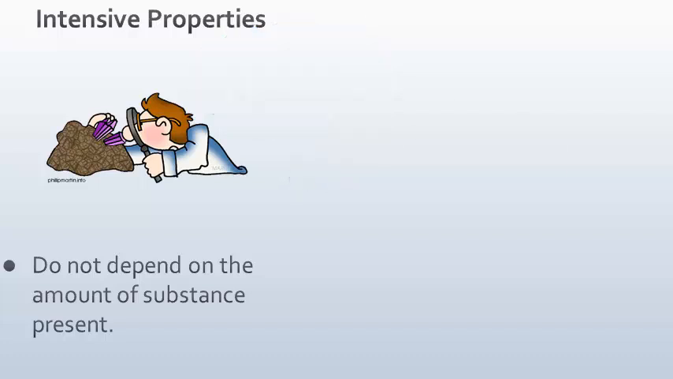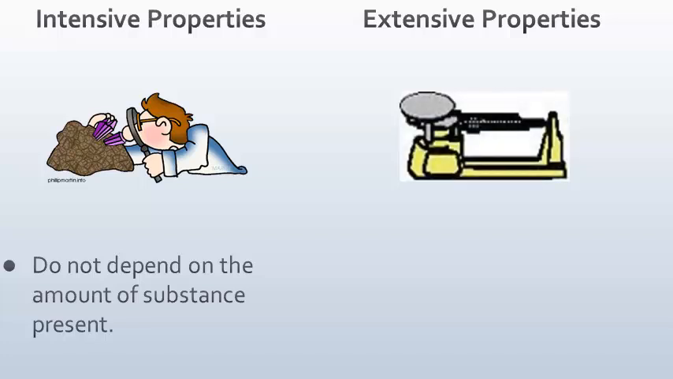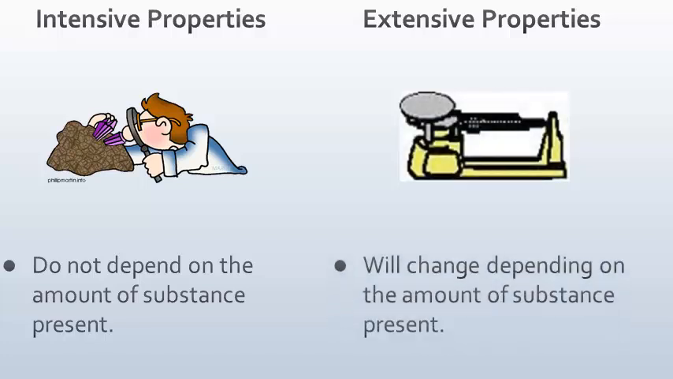Extensive properties, though, are exactly the opposite. So an extensive property will change with the amount of the substance present. In other words, these properties are going to vary with size or amount. So if I have a large amount, I'm going to have a larger number. If I have a small amount, I'm going to have a smaller measured number. Does that make sense?